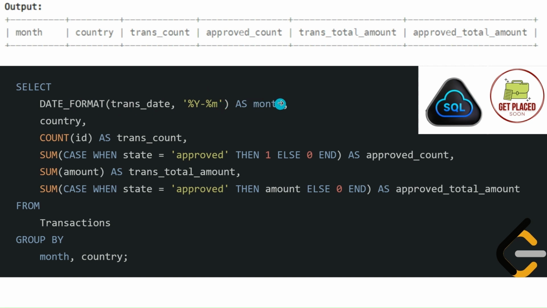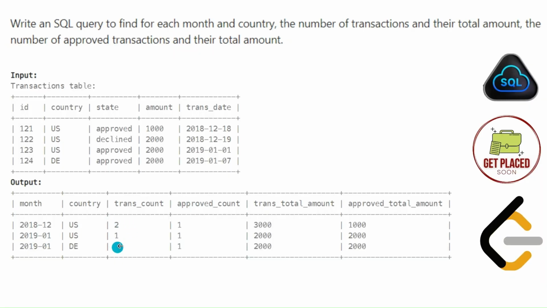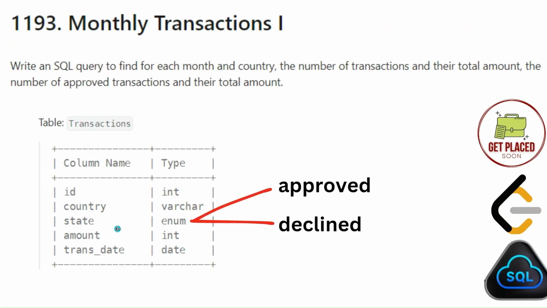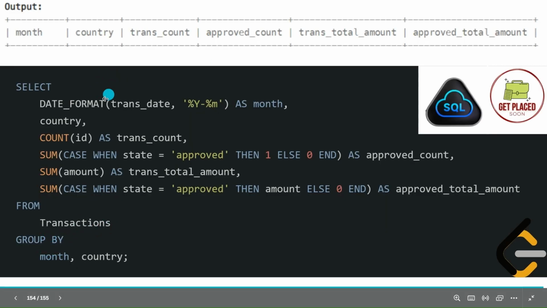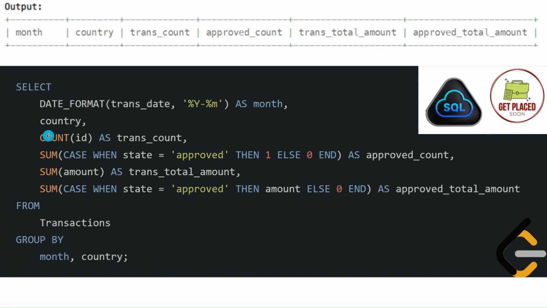Now the column name will be month. The second column is country. Country will be same as the input, so we are taking this country from the transactions table. Now speaking about the third column, that is transaction_count. We are mentioning number of transactions, right? So we are already grouping by month and by country. So all we need to do is count of id as transaction_count, how many times the transaction is made.